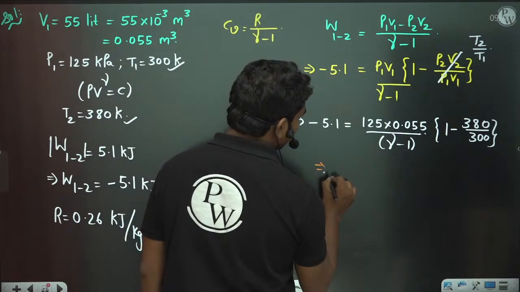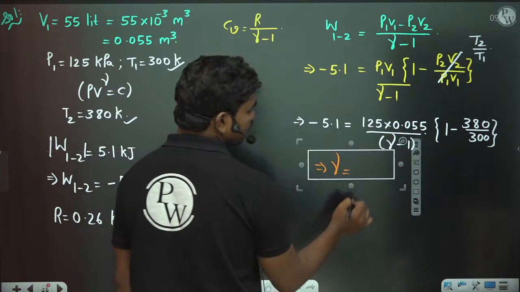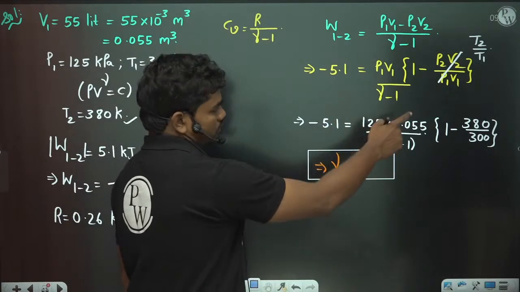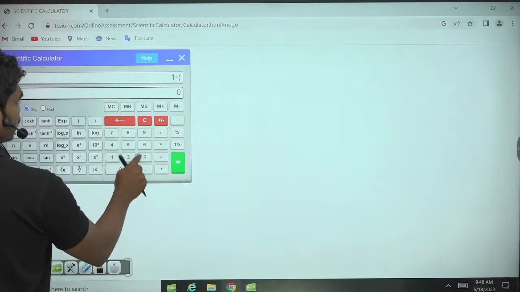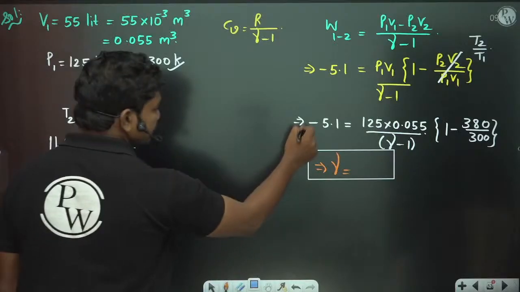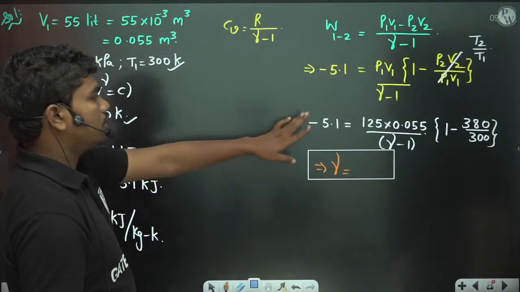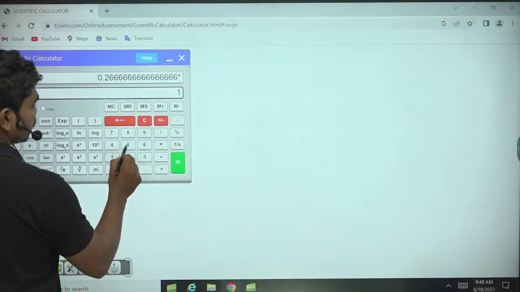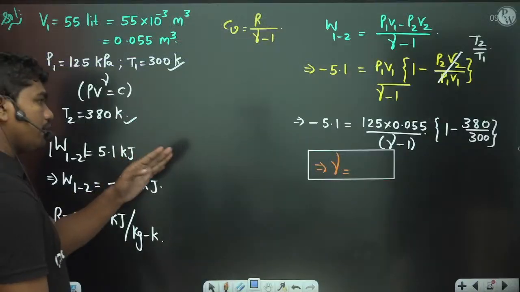So from this, let us calculate what is the value of gamma in this case. Gamma minus 1 is equal to, 1 minus 380 by 300, so 38 by 30 minus 1 is 0.26, and neglecting this minus sign there also. Then multiplied with 125 into 0.055. So this value divided with 5.1.